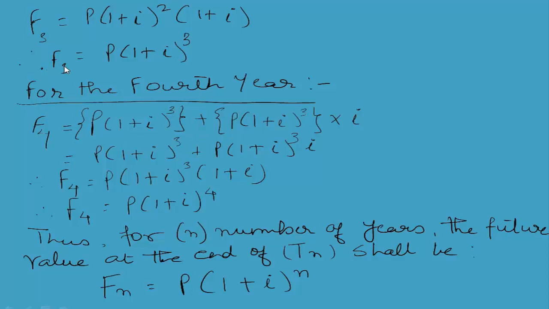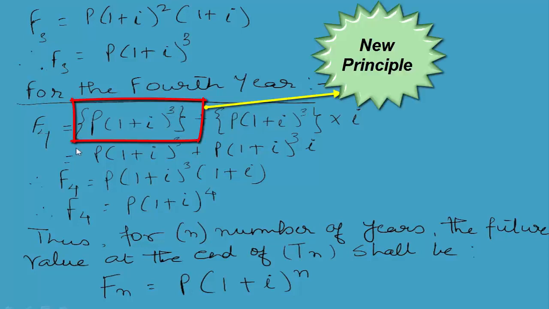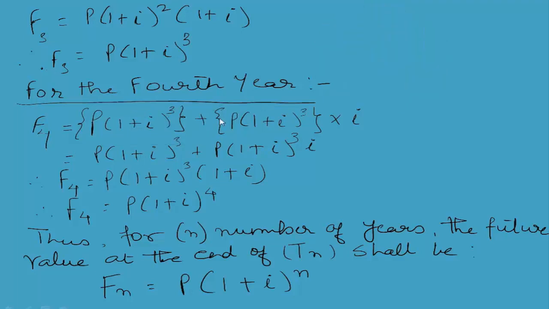So for F4, the new principal is P(1+i)^3, plus, on this new principal P(1+i)^3, we are multiplying it by i, where i happens to be the new interest which we are supposed to get on the new principal of P(1+i)^3. I hope this is clear, students.